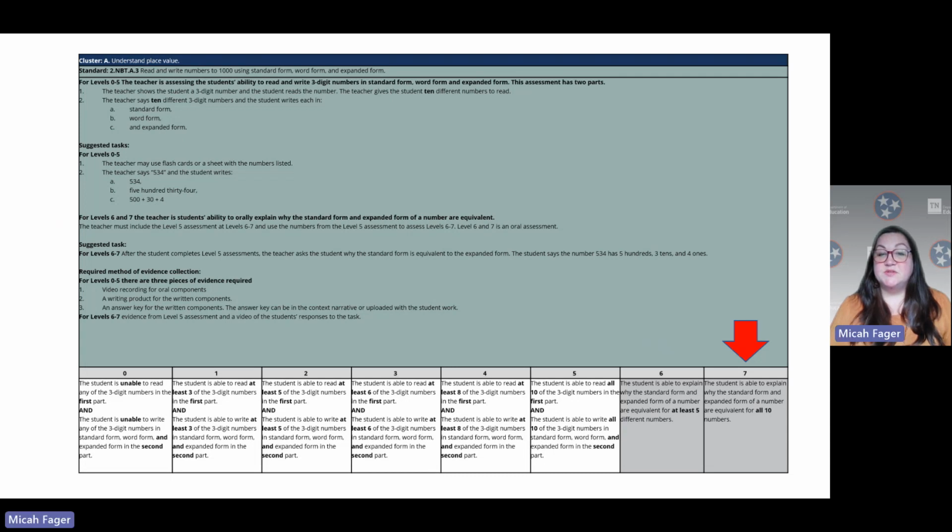The student work receives a level 7 if the student is able to explain why the standard form and expanded form of a number are equivalent for all 10 numbers used for the assessment in level 5. Please upload your level 5 assessment if your students are successful at levels 6 and 7. It must also include your level 5 evidence.